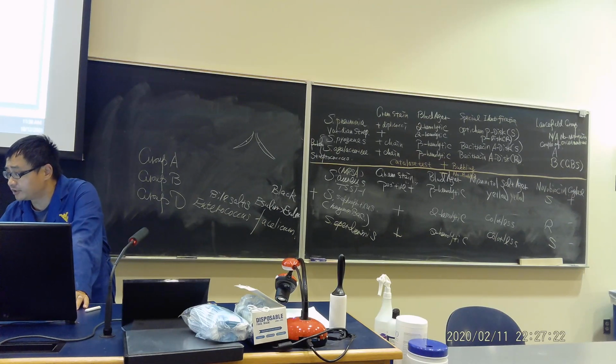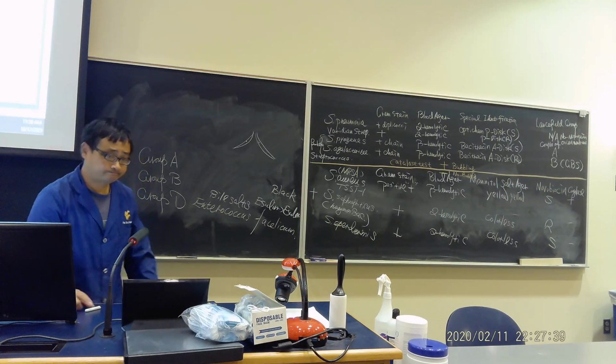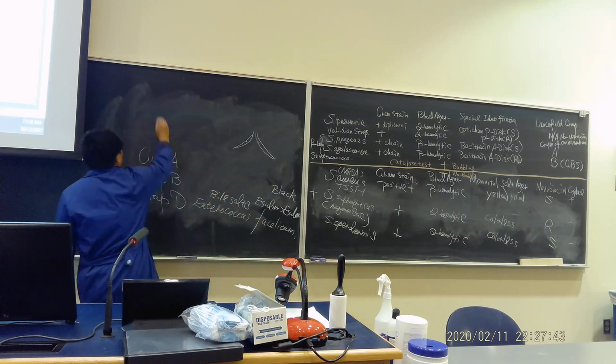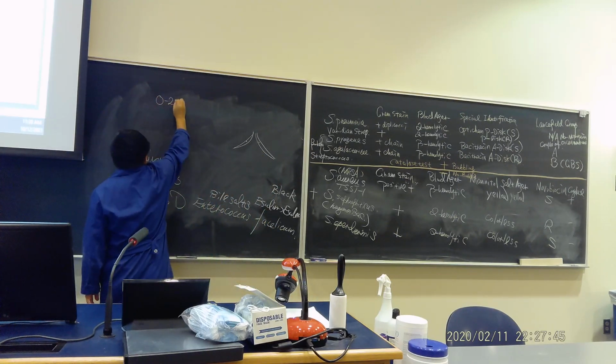Okay, the next question. Gram-negative rod grows on chocolate agar, not on blood agar, which means it's a fastidious bacteria. And causing meningitis, and especially for the age group 2 to 5, which one? Okay, here we go back to this old story.